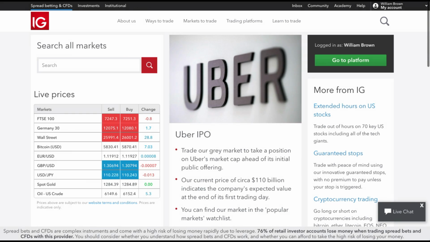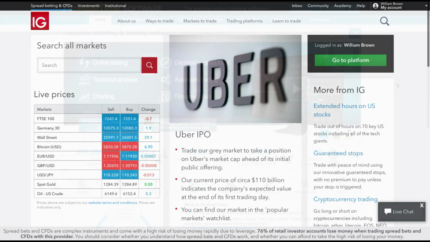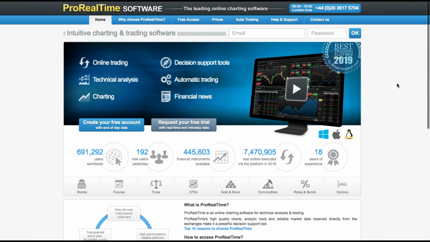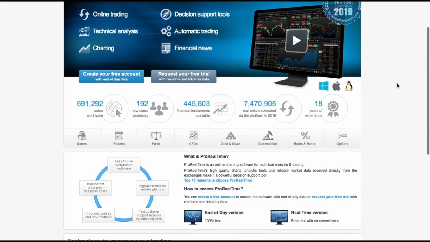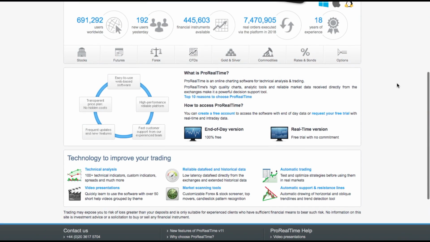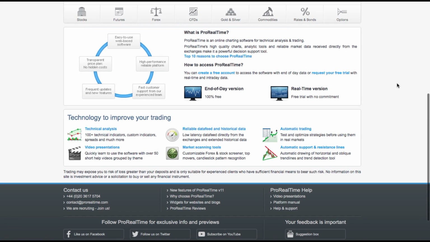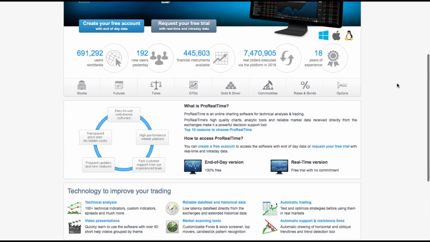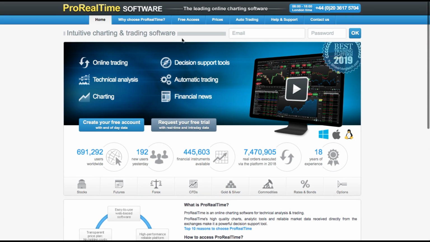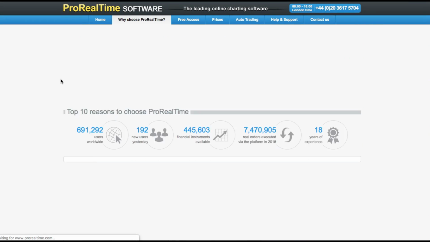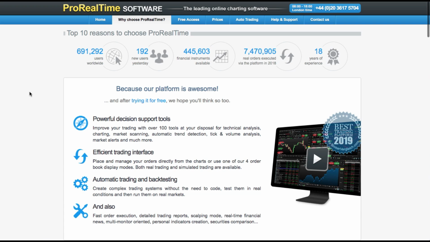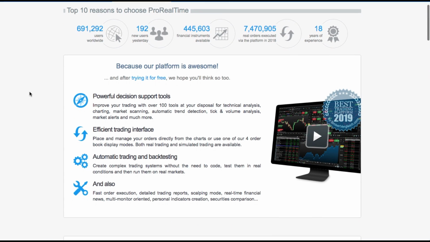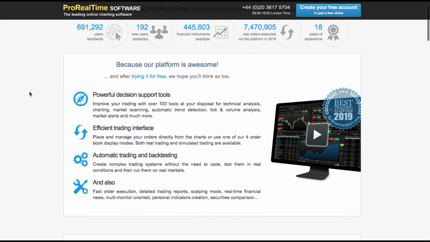And one thing I really do love about IG is the fact that they offer ProRealTime software for free with the use of a live account. And if you haven't already taken a look at ProRealTime software, I definitely urge you to do this, as it's a lot more professional than the IG platform per se. And it can be easier to use depending on personal preference, of course, and you can deal directly via the software too as an IG user, which is pretty useful, quite convenient.